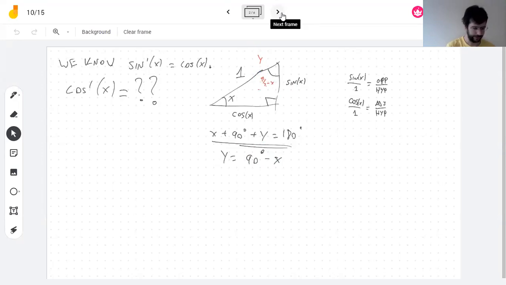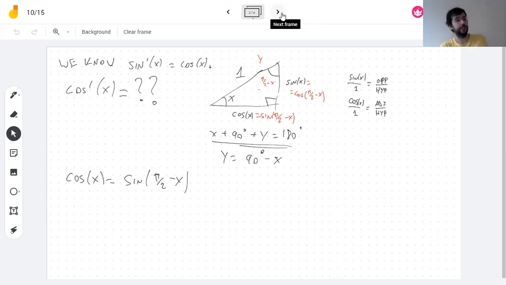So if I look at this triangle, I now realize that the adjacent side to the angle X is the opposite side to the angle pi over two minus X. And the opposite thing to X is the adjacent thing to pi over two minus X. So that's what I wanna say: that the cosine of X is the sine of pi over two minus X.